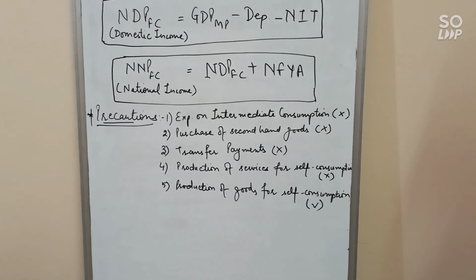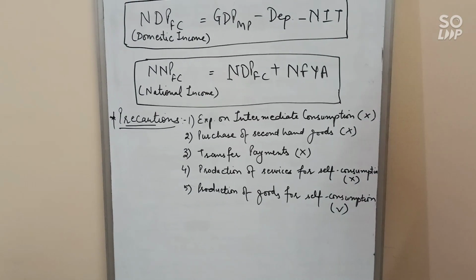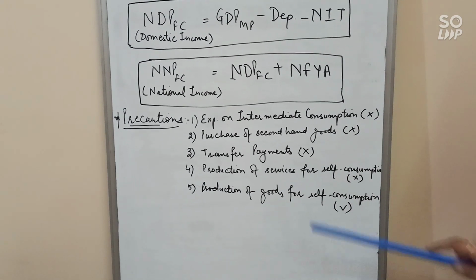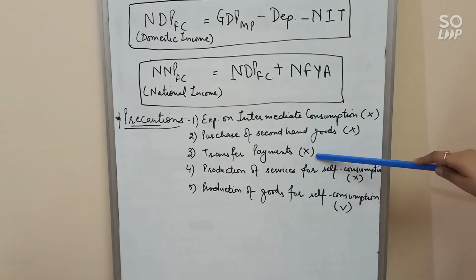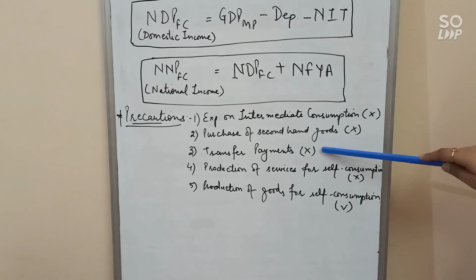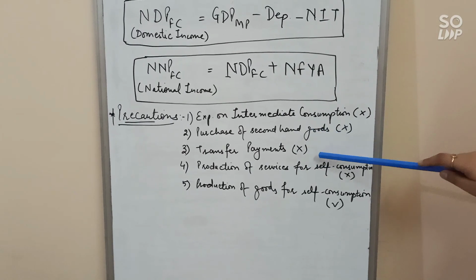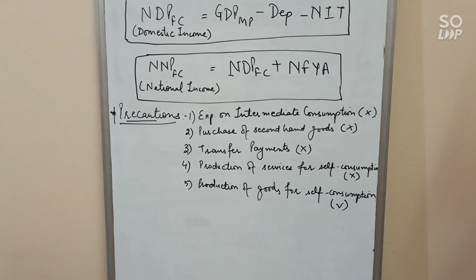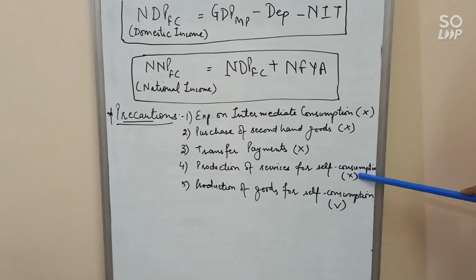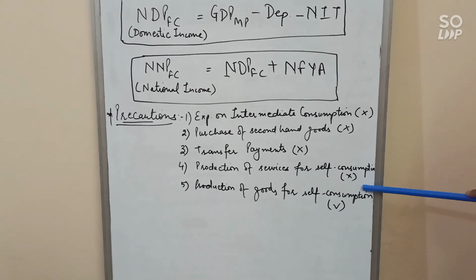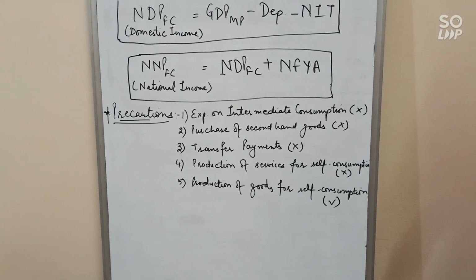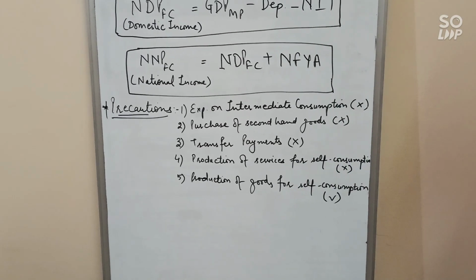Third, transfer payments. There are 2 types of payments, factor payments and transfer payments. Factor payment is a part of national income, but transfer payment is not a part of national income. These are the payments which are received or incurred without rendering any services. Fourth, production of services for self-consumption. Again, it is not a part of national income. We are producing services for our own purpose, for self-consumption. It is not a part of national income.